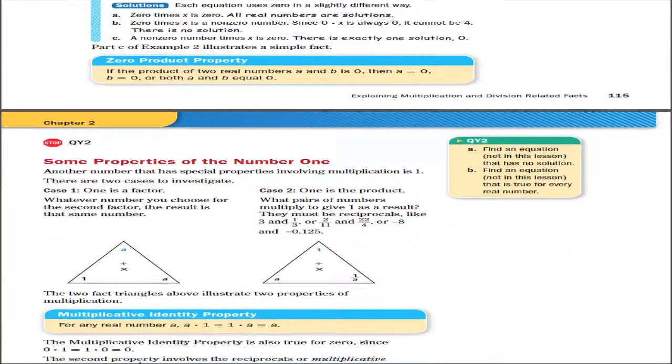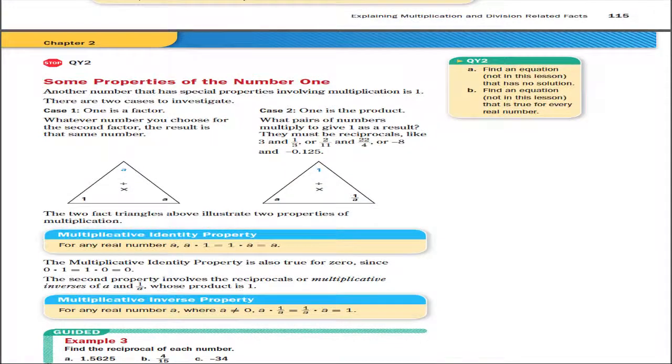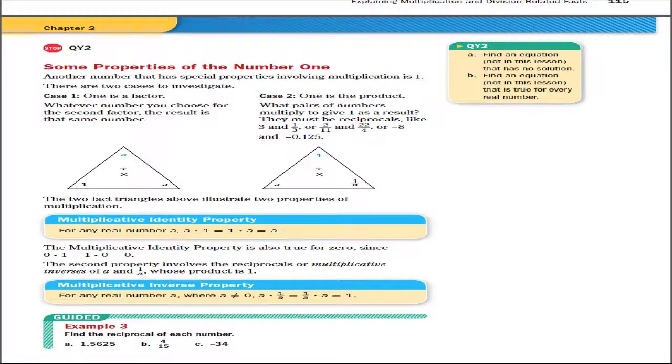The multiplication properties of the number 1 are useful because 1 is our multiplicative identity property.